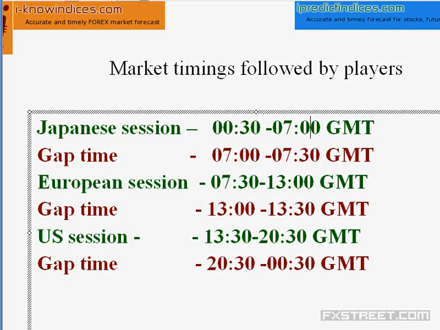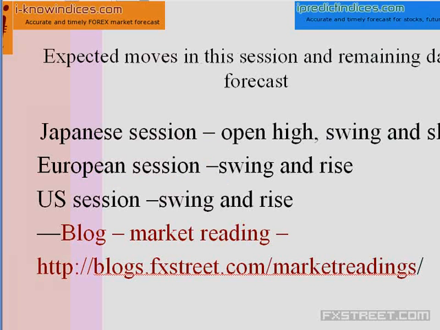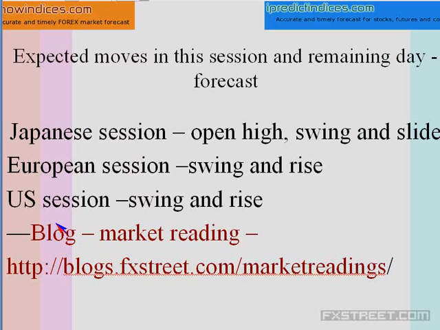Now, what is expected in today's market? For the Japanese session, open high, swing and slide are the expected moves. So there could be a slide below the low towards the close of the Japanese session. Then during the European session, there could be a swing near the low, and then a quick rise from the mid-European session. Then again, during the US session, swing and rise are the expected moves.